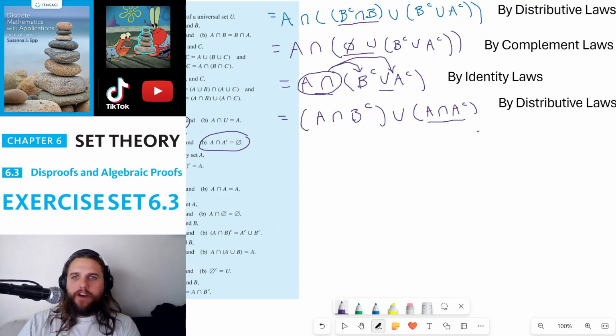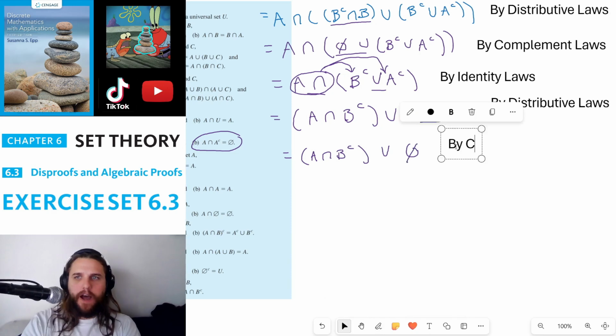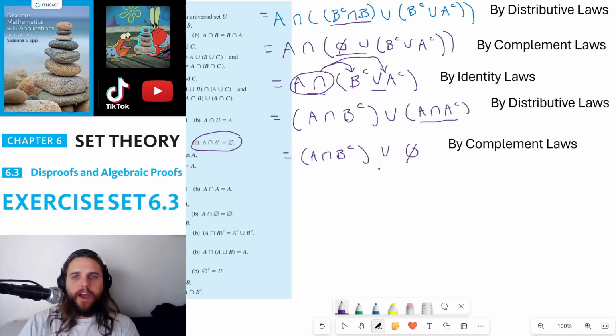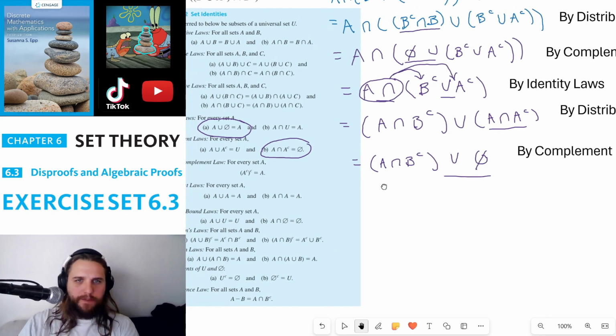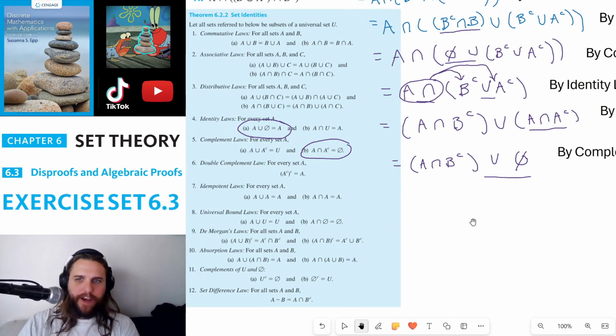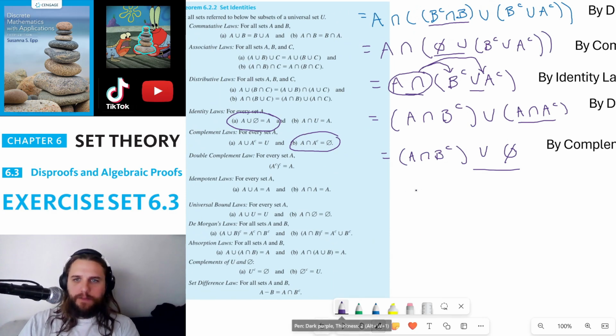Now we have another A intersection A complement, which by the complement laws can be simplified to the empty set. So this is A intersection B complement union the empty set by the complement laws. Now we have another union the empty set. If you union the empty set, then by the identity laws, that doesn't really do anything. So this simplifies to just A intersection B complement by the identity laws.